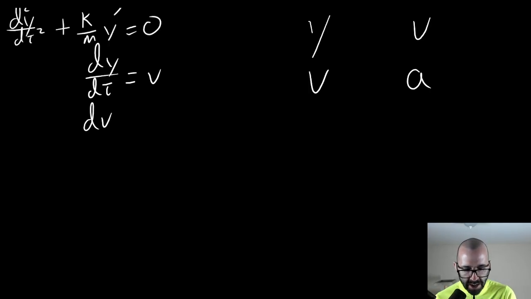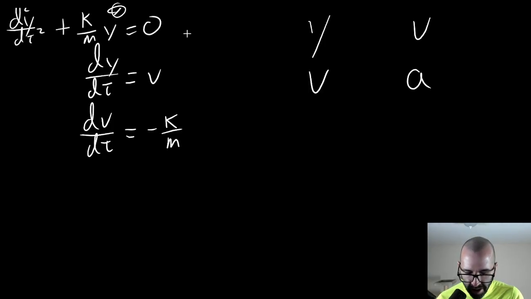So you'd say, okay, dv/dt is equal to negative k over m times, wait, this looks like a prime right here, but it's not a prime, right? The acceleration is negative k over m times y. Whoa. Do you see what we just did? Let this sink in.